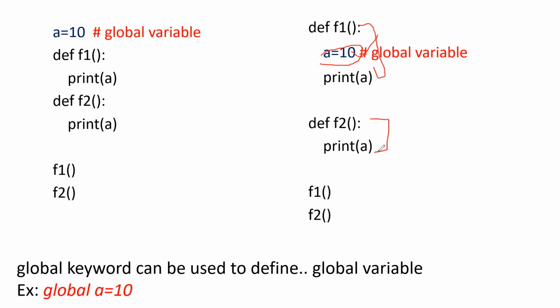But here, no. Even if it searches our entire code, as it is not available, it will not print any output. This is the global variable and local variable. I think it's better to start code so that you will not get confused.